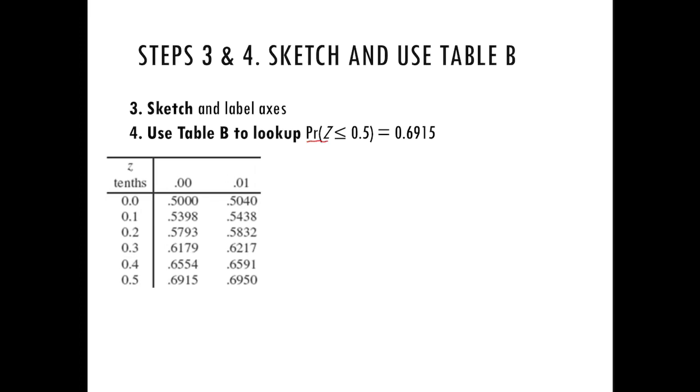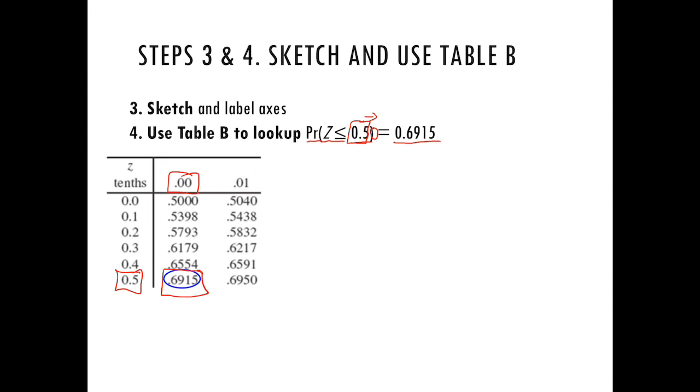So when we use table B now for our problem, it's going to look something like this. Our probability of z is less than or equal to 0.5 is going to equal 0.6915. So once again, remember there's always an implied 0 here, so this would be your tenths, and then you go all the way over to your hundredths. So our tenths of 0.5 with our hundredths of 0.00 gives us this value right here.